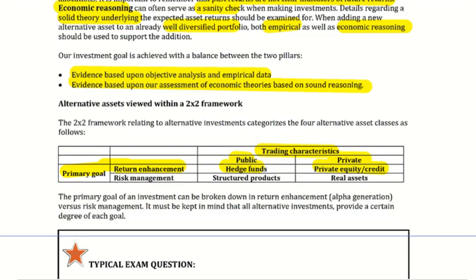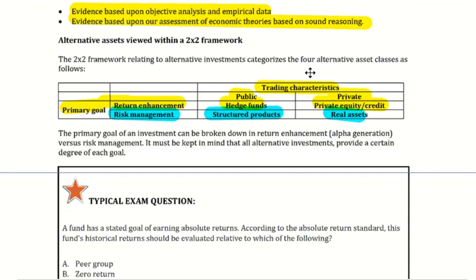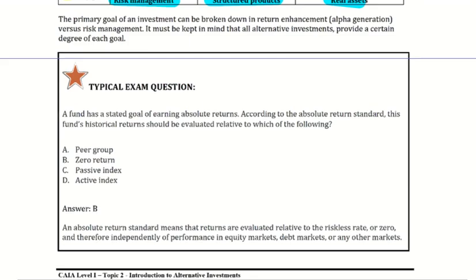If your goal is risk management and you want to do so with public assets, structured products, in other words, you can structure a product to meet your specific requirements. If you want to manage risk and you want to do so on a private basis, real assets might well be your objective. Okay.